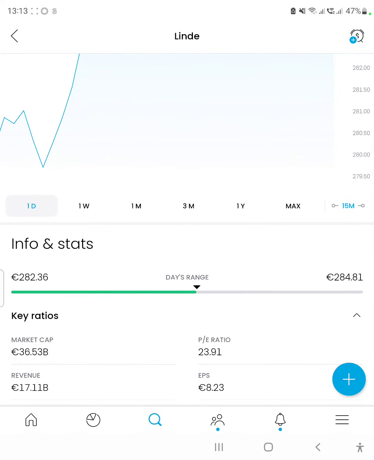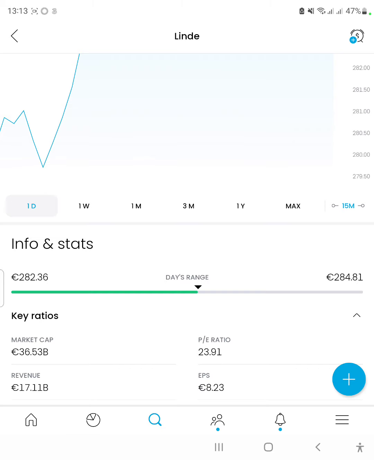The market cap is the overall price of the company, which is a result of the amount of shares outstanding, or the divisible parts of the company that are available for sale on the market, multiplied by the share price, the price of each unit. That is the market cap, which is 36.53 billion euros, which is really good, really strong size.